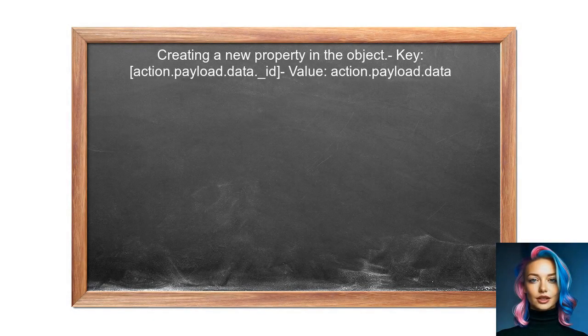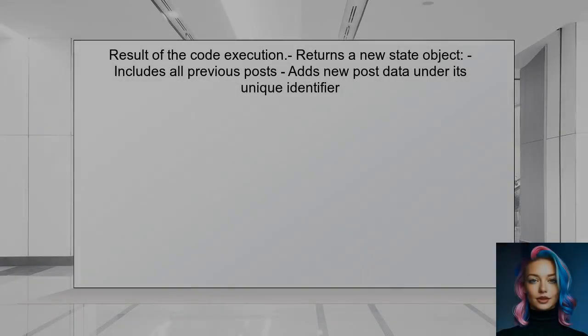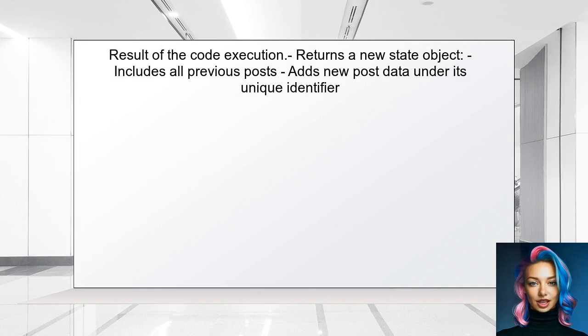Next, the user sees the part [action.payload.data.id]: action.payload.data. This is creating a new property in the object. The key is the unique identifier from the fetched post, and the value is the post data itself. So when this line of code executes, it returns a new state object that includes all previous posts plus the new post data under its unique identifier. This effectively updates the state with the new post.